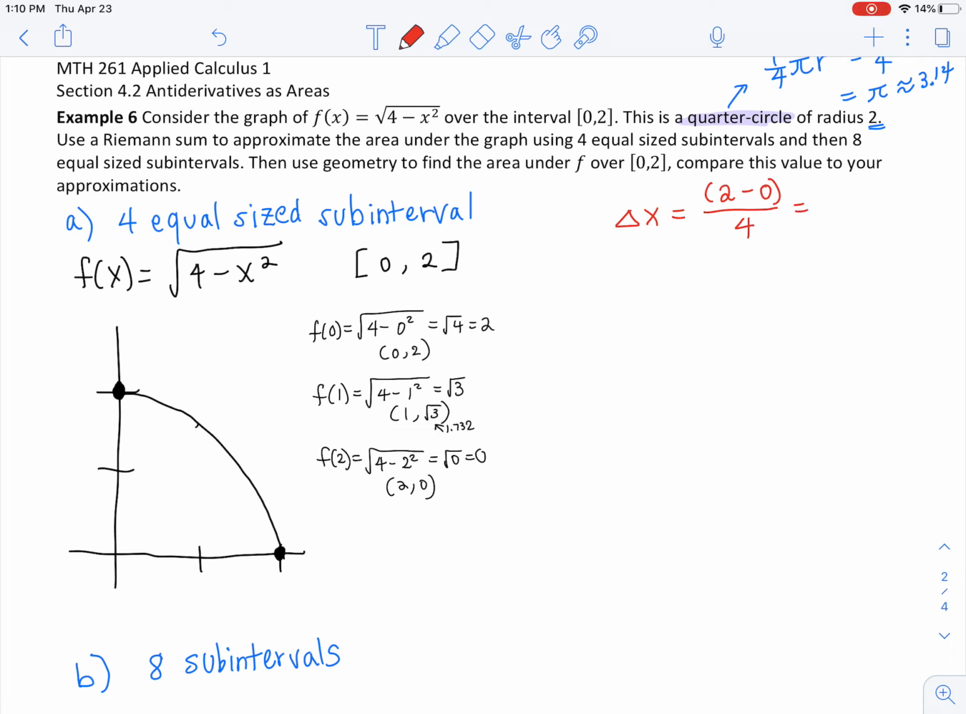Remember, delta x is the width of a rectangle, and that formula is b minus a divided by the number of subintervals, right? Let's actually just plug in the numbers. So let's subtract the endpoints. I'm doing 2 minus 0 divided by how many subintervals do we want? 4. So that's going to be 2 over 4. So the width of a rectangle is going to be half. So every half point, I'm going to draw a rectangle.